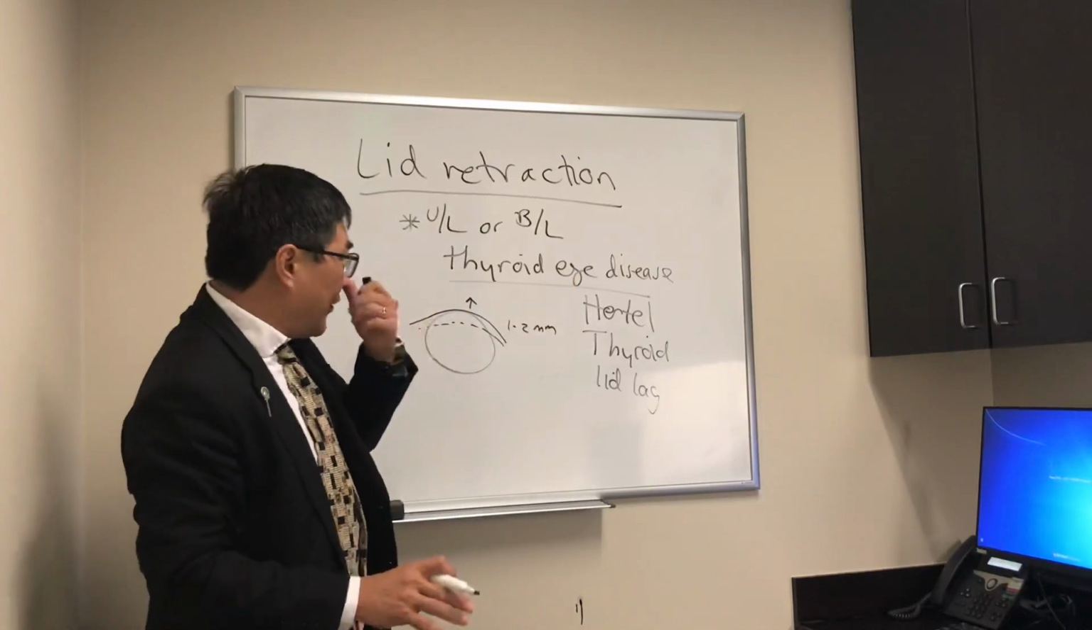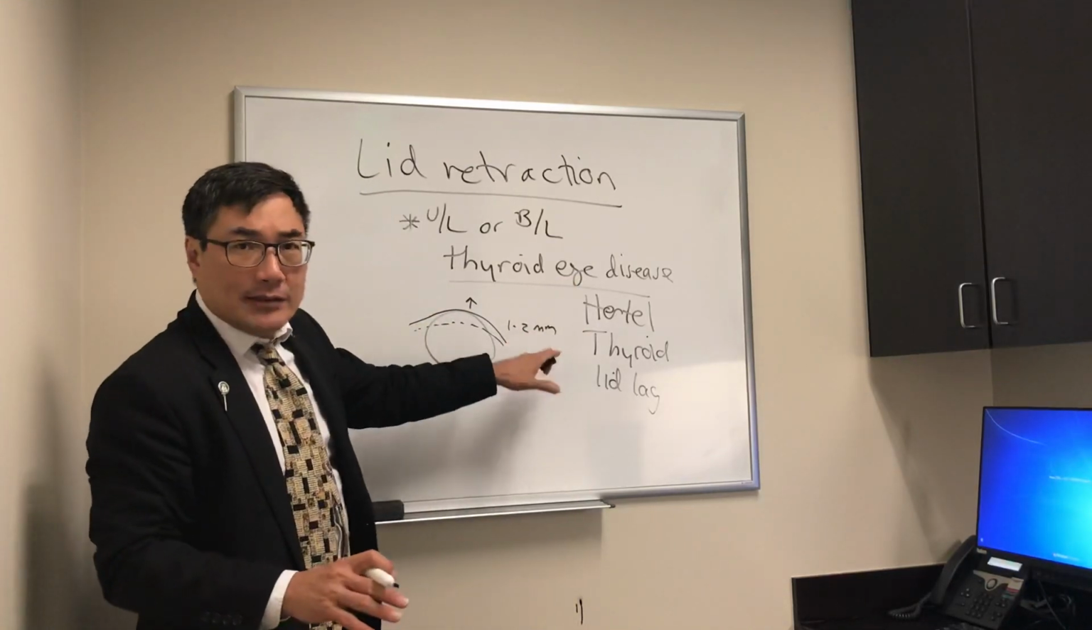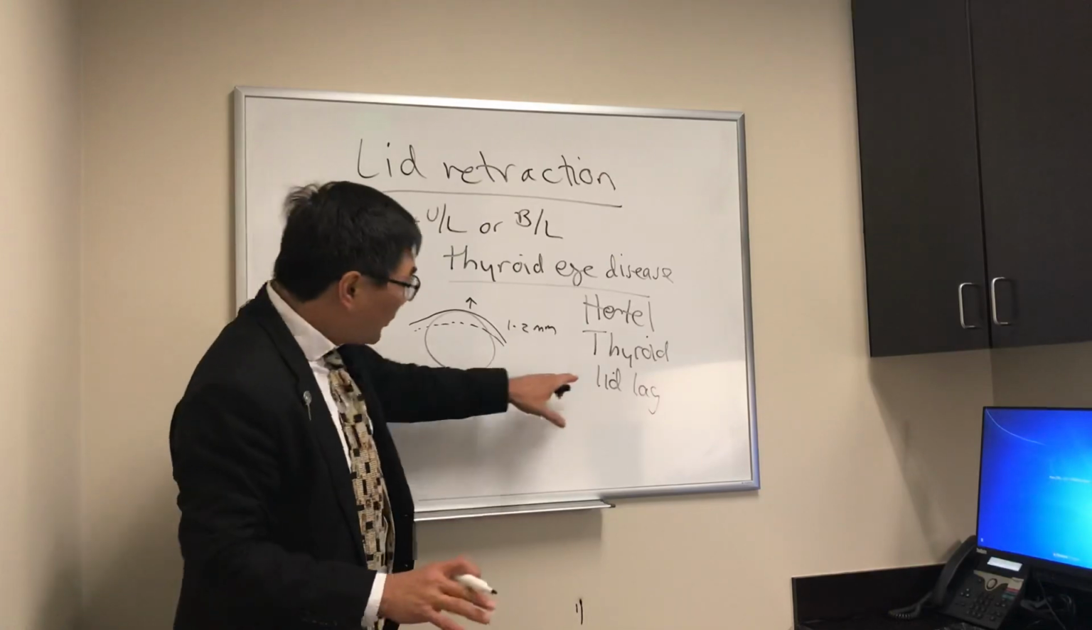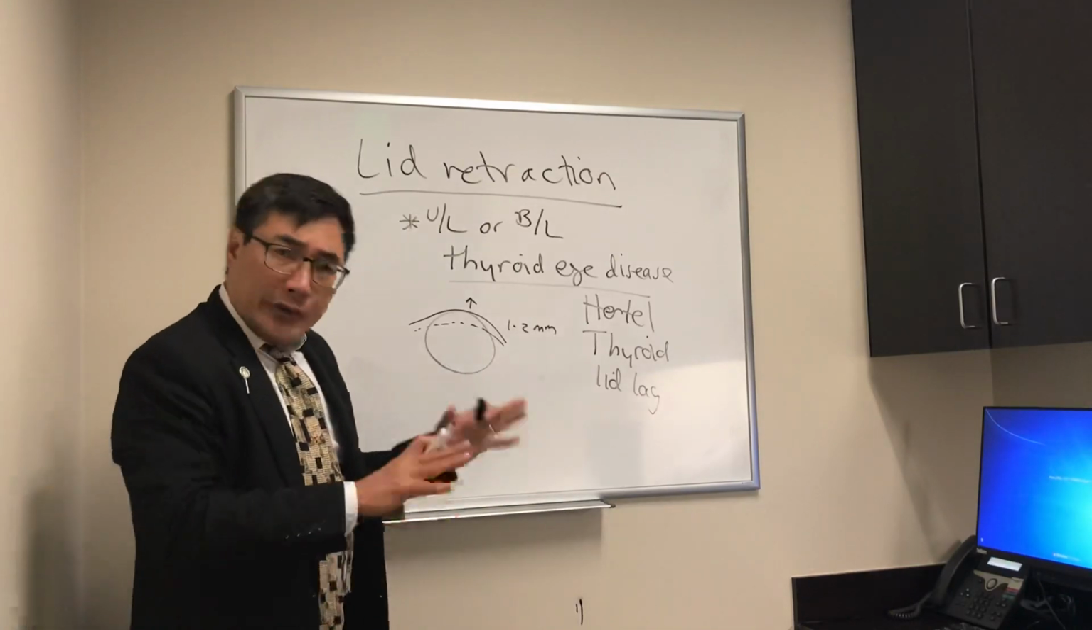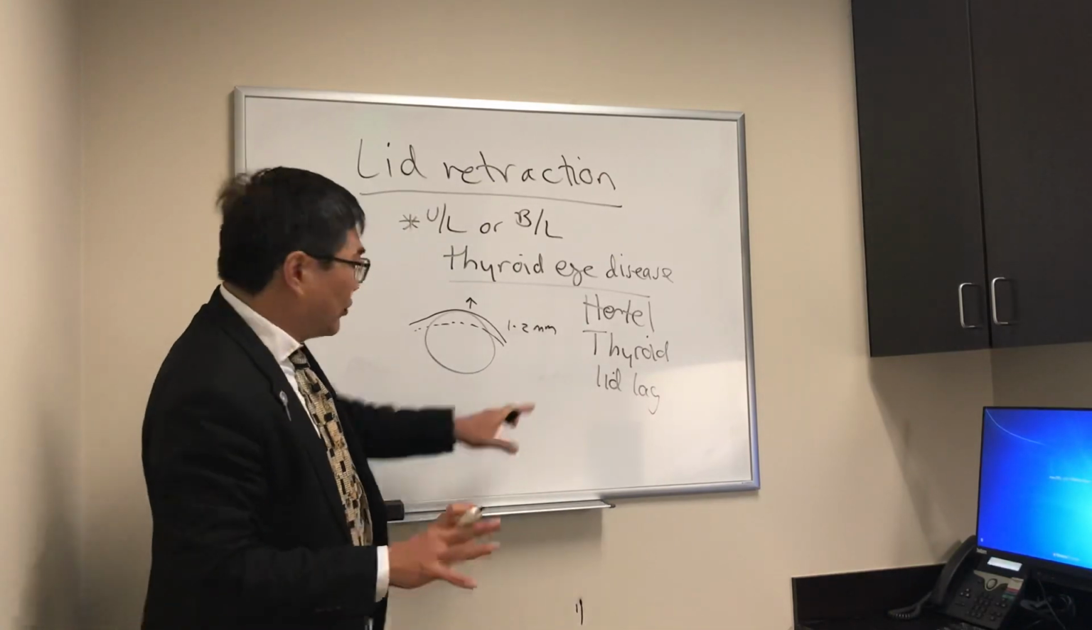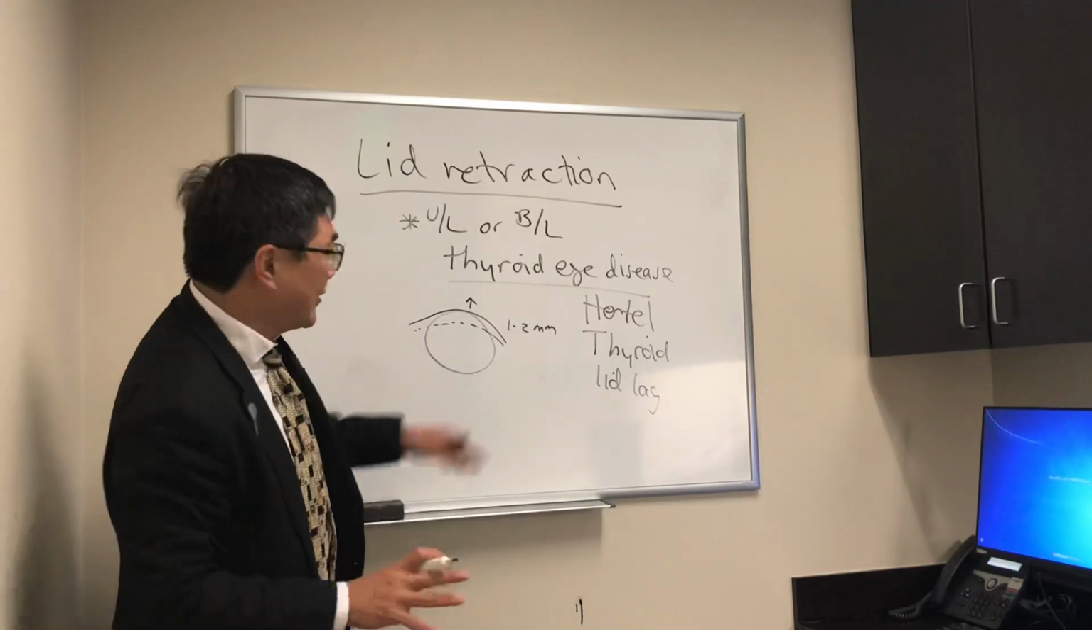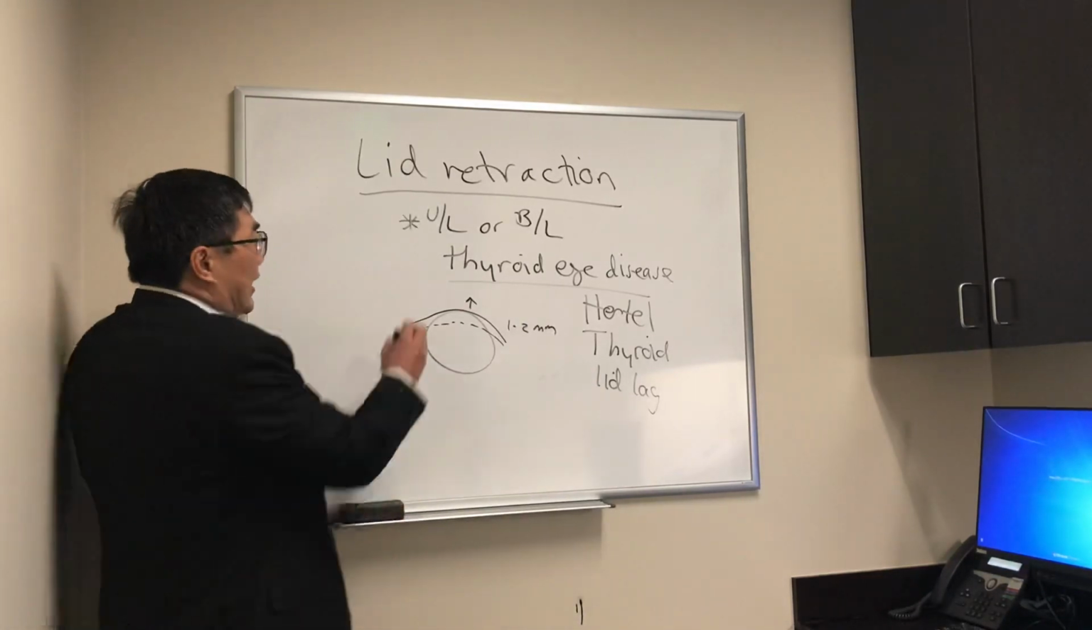We're going to do the thyroid function studies as well as the antibodies, TSIG and TPO. And you might image the patient either with ultrasound to find the big muscles or CT of the orbit, non-contrast, to see the same thing, big muscles.